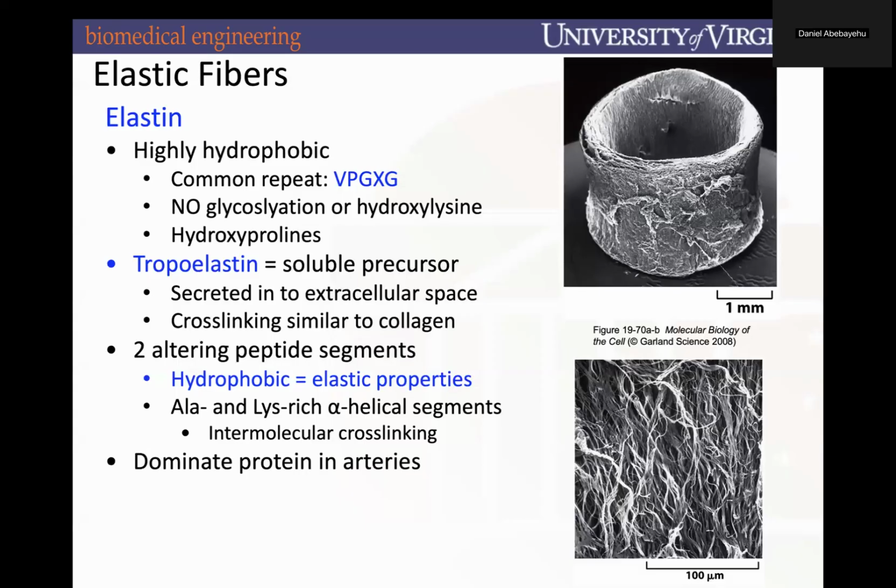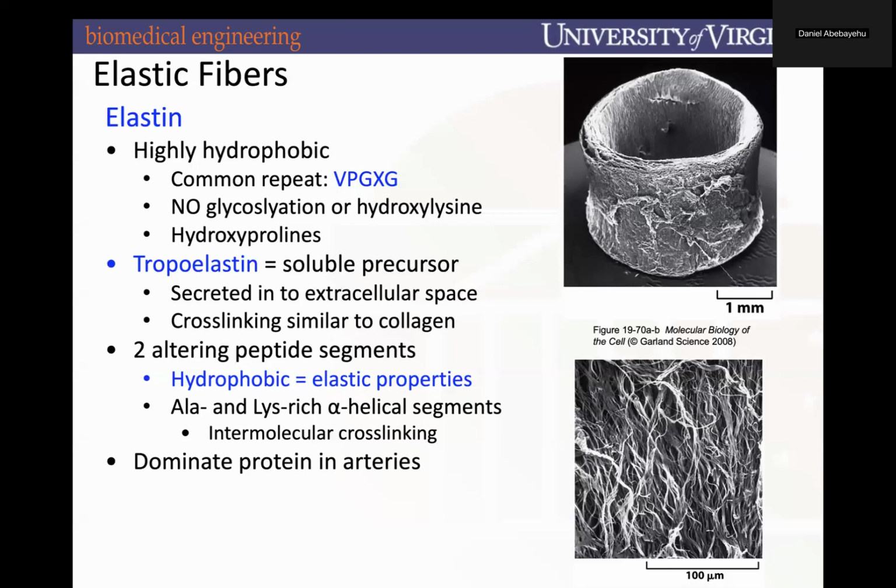There's going to be alanine and lysine-rich alpha helical segments within elastin, and that's going to be where the cross-linking can happen for elastin. When we think about what tissues are rich in elastin, we want to think about tissues where it's incredibly important for their function that when they undergo tension or some sort of displacement, they go back to their original shape.